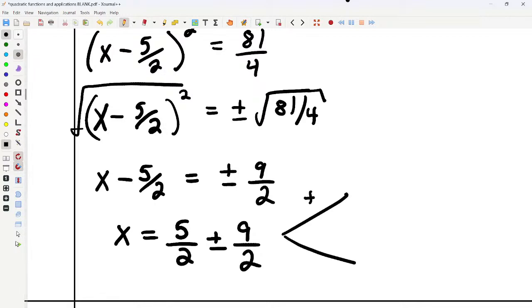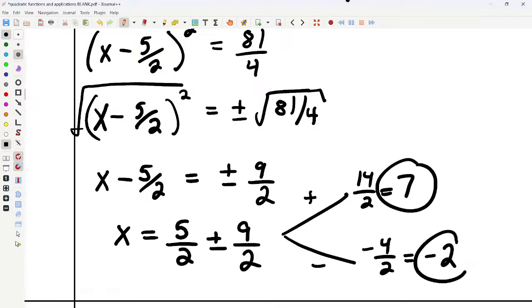And we can add and subtract. So 5 halves plus 9 halves. Hey, they have common denominators. If not, I probably just use my calculator anyways. But that's going to make 14 halves, which simplifies to 7. And then 5 halves minus 9 halves is negative 4 halves, which makes negative 2. Our two solutions.